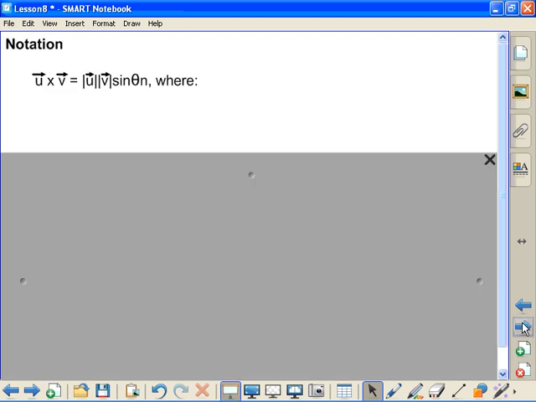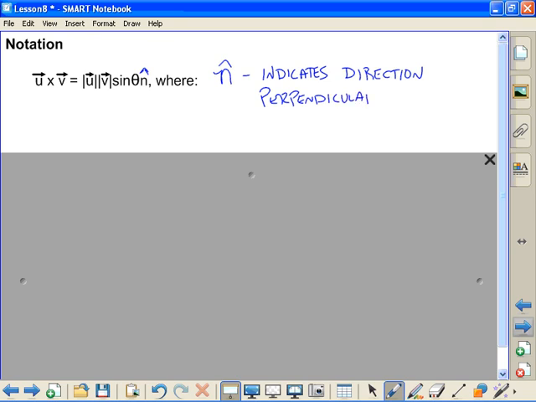Notation. Okay, I've gone through this already. Your u, v are just your vectors, and the sine theta, I've identified it on the opening page. N indicates direction. Direction perpendicular to u and v.